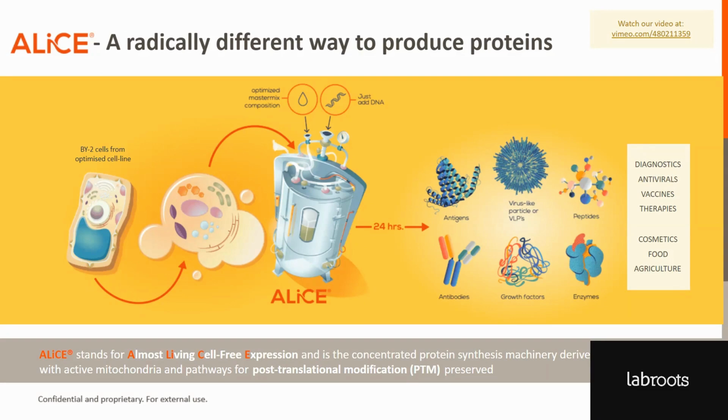And really what we do is we take a suspension culture of these BY2 cells, we process them and strip out the elements that you really don't want when you're expressing proteins, things like the cell wall, things like the vacuole. And from that raw cell lysate, we add a couple small molecules as our master mix to complete it. And then just by adding template DNA that encodes your protein of interest, within 24 hours of a simple reaction, you can generate protein material for all kinds of purposes.